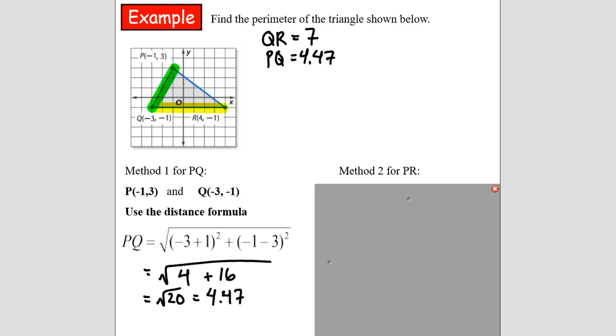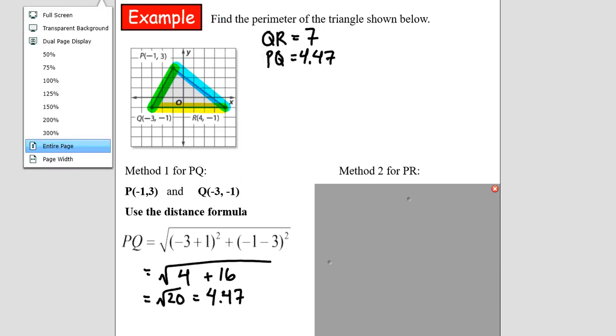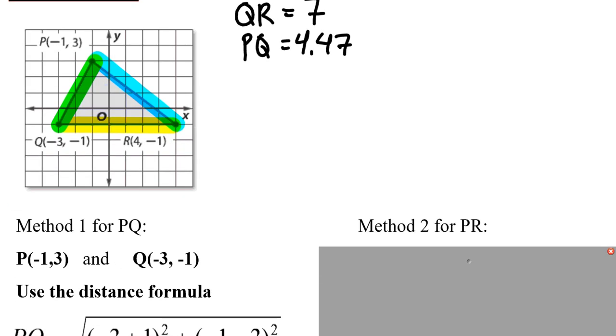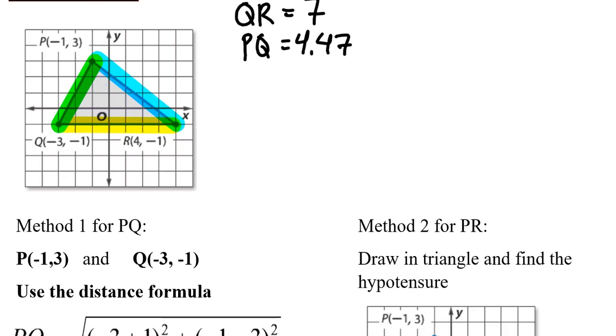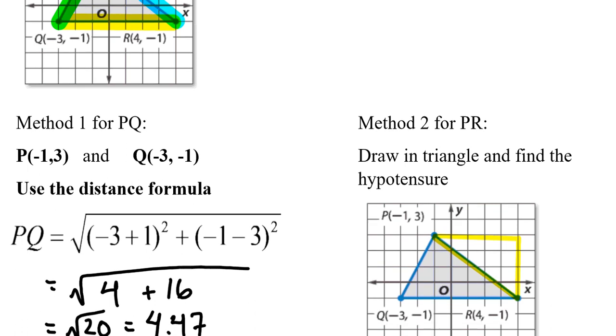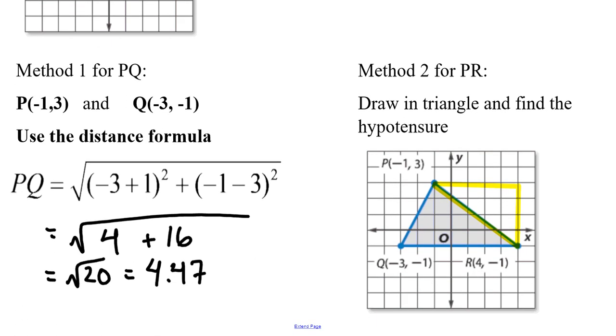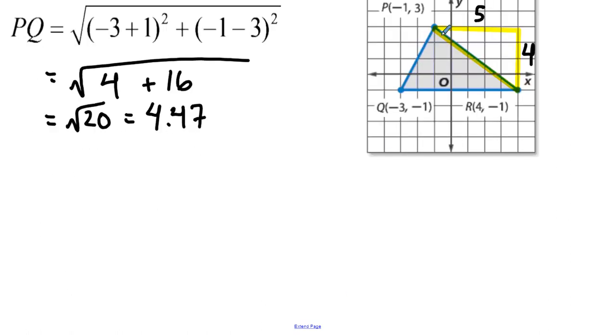To get PR, the very last side, I'm going to do it by drawing in a right triangle. It's the exact same strategy as the distance formula, because the distance formula is based on the Pythagorean theorem, but it becomes more clear if I draw it in. So if I'm after PR, I'm going to draw in a right triangle and just count the sides. This is 1, 2, 3, 4, 5, so that's 5. This is 1, 2, 3, 4. Then I just do the Pythagorean theorem on it, because 5 squared plus 4 squared has to equal PR squared.